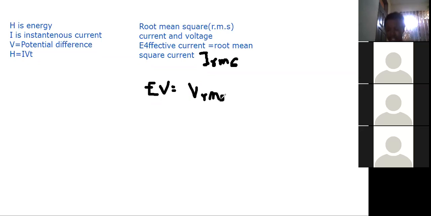Now we are going to relate them in terms of their peak value. We are going to find a relationship between the effective, or root mean square, current and the peak current. Then we do that for the voltage, and then we find a common constant. Then we use that in our subsequent calculations.